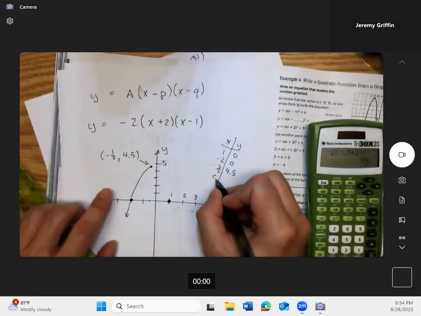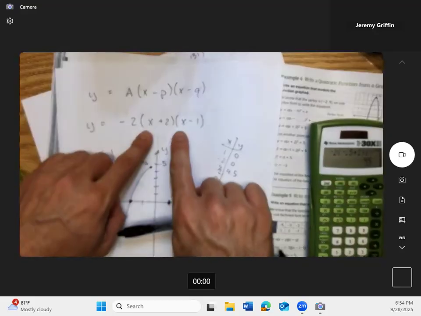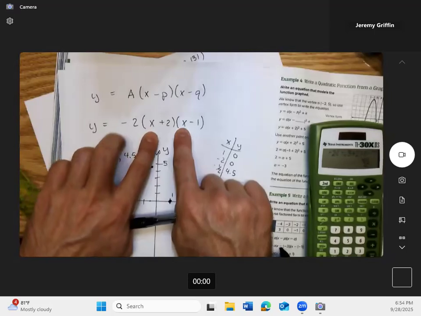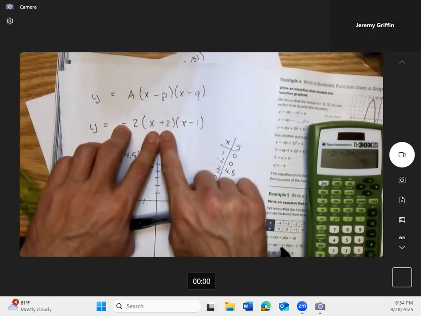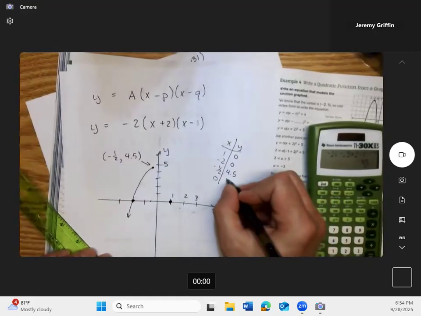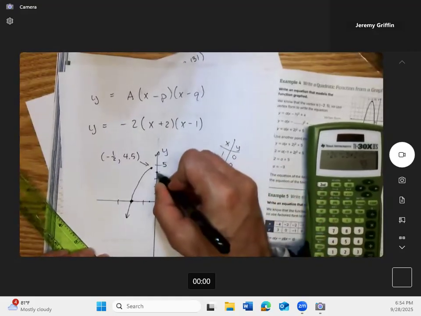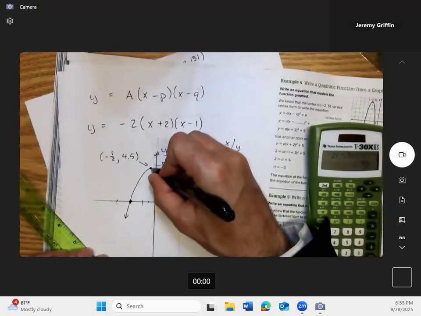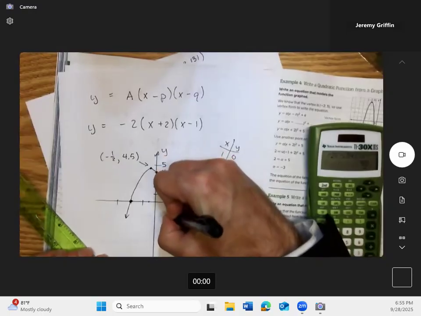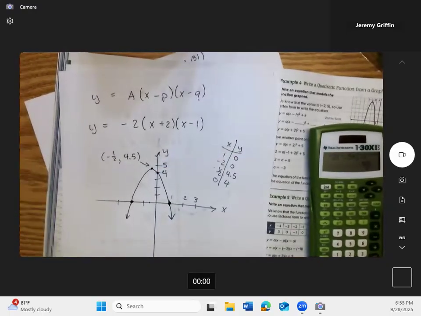What if I plug in 0 for x? Figure out what the y-intercept is. So 0 here, 0 here. I get negative 2 times positive 2, which would be negative 4, and then times negative 1 would be positive 4. Yeah, that's exactly where it looks like it would be on the graph anyway. I'm saying pretty close to 4, and it is 4. It goes through (0, 4). There you go, that's that graph right there.